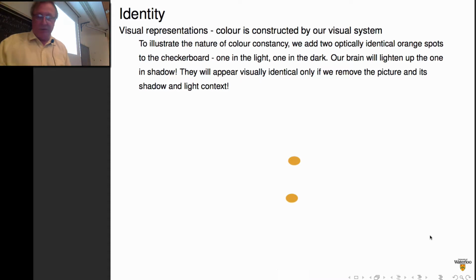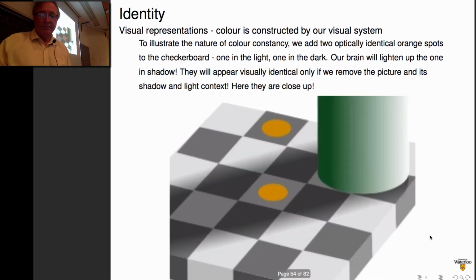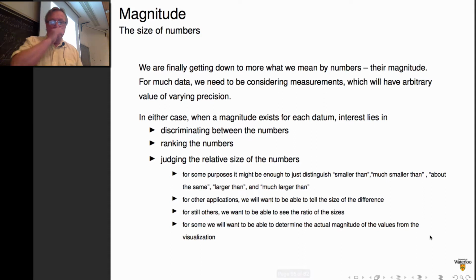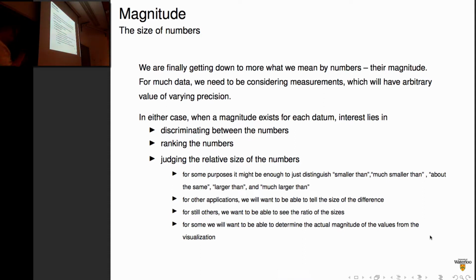So there are the two things when I take away the image. And again, zoomed in, the bottom one looks brighter. Okay, so that's categories, and colors are pretty good for categories if there are a few of them.